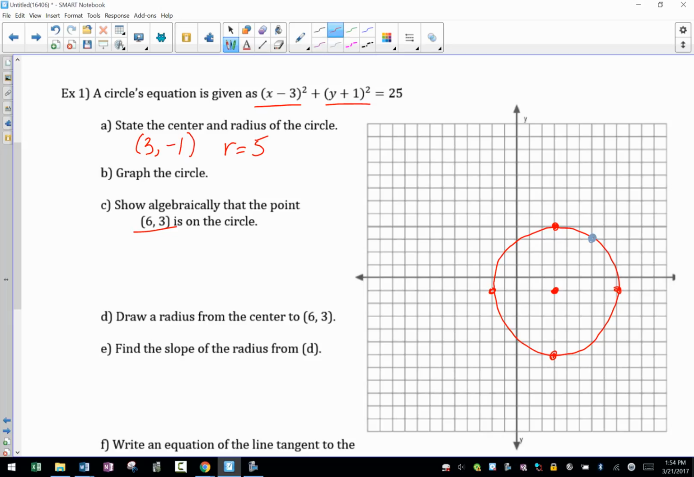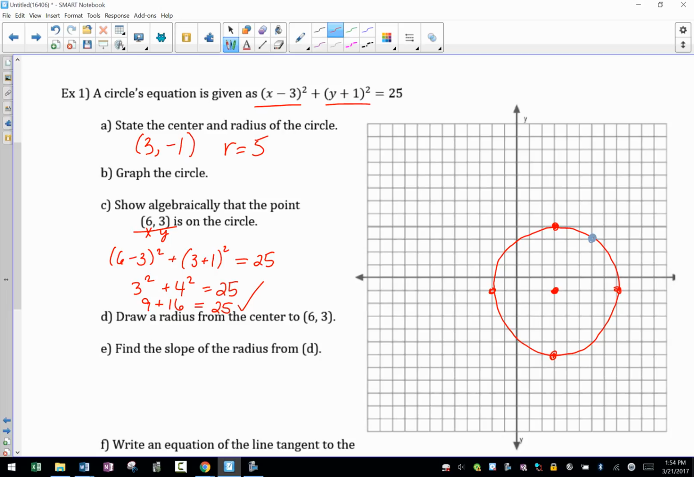So it says algebraically show that it works. So plug 6 in for x and 3 in for y. (6 minus 3) squared plus (3 plus 1) squared. Let's see, that's 3 squared plus 4 squared, which would be 9 plus 16. Yeah, that equals 25. Awesome.